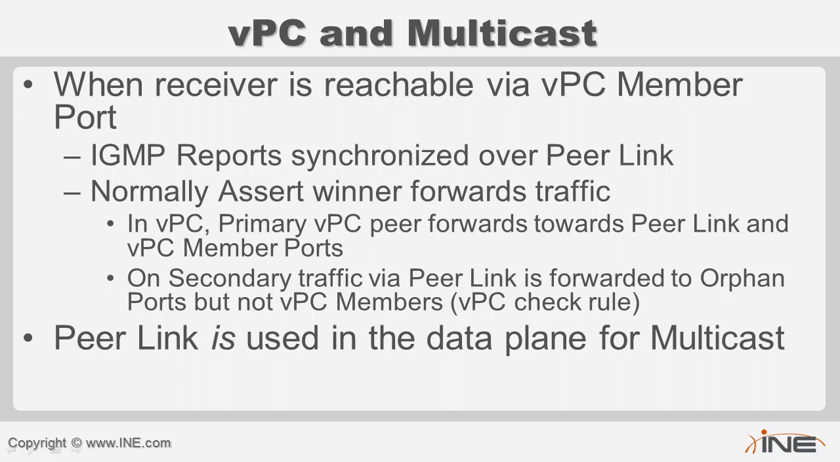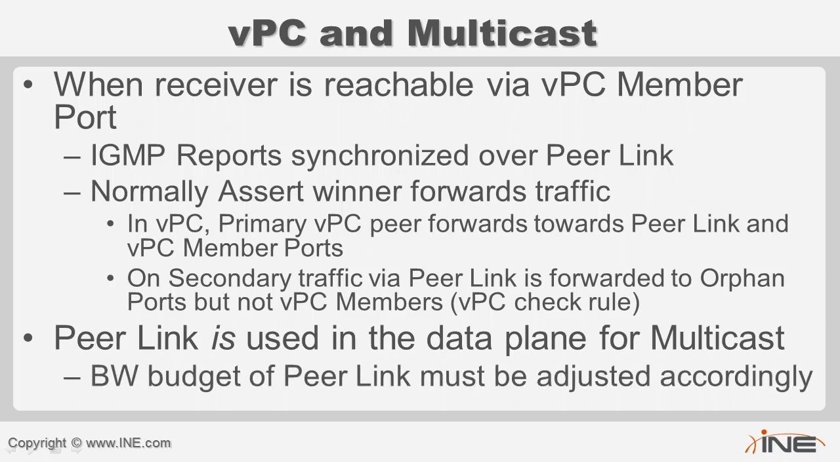Now from a design point of view, what this means is that the bandwidth budget of the peer link does need to be considered if we have multicast receivers in the data center. So if there's applications that are sending large multicast feeds and then they're going to the receivers there on the LAN, that traffic is going to be sent over the peer link, or actually in the case that the multicast sender is behind the VPC member ports as well, it's actually going to be bidirectionally. So if multicast is used basically at all, it is going to be sent over the peer link in all cases. So we do need to take that into account for the bandwidth budget.